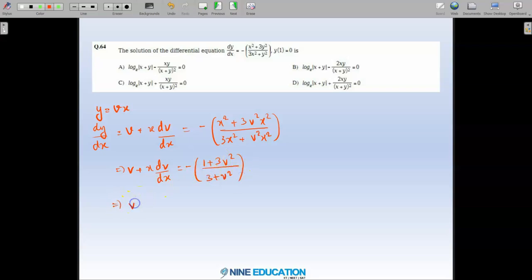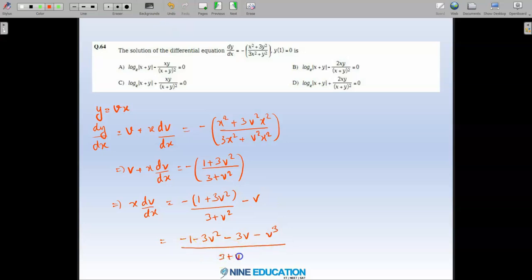Now we can write this as x dv by dx equals to minus of 1 plus 3v square divided by 3 plus v square minus v. So I can say this is minus 1 minus 3v square minus 3v and minus v cube. Okay, after taking LCM, everything can be written like this. So denominator is 3 plus v square. This is x dv by dx.